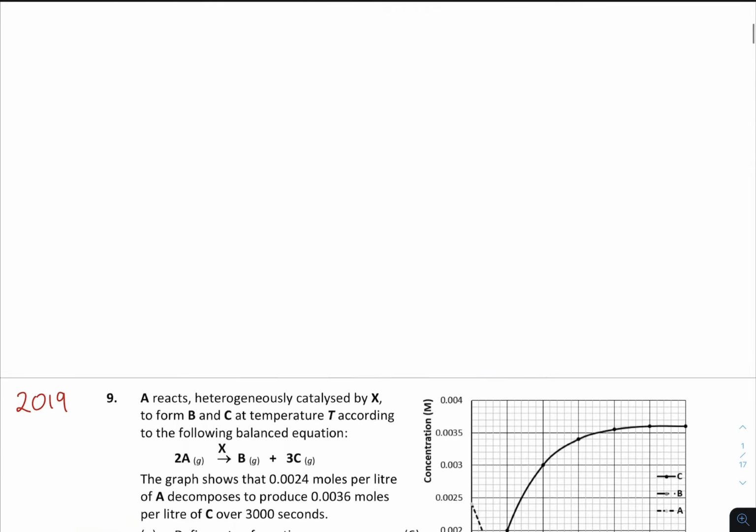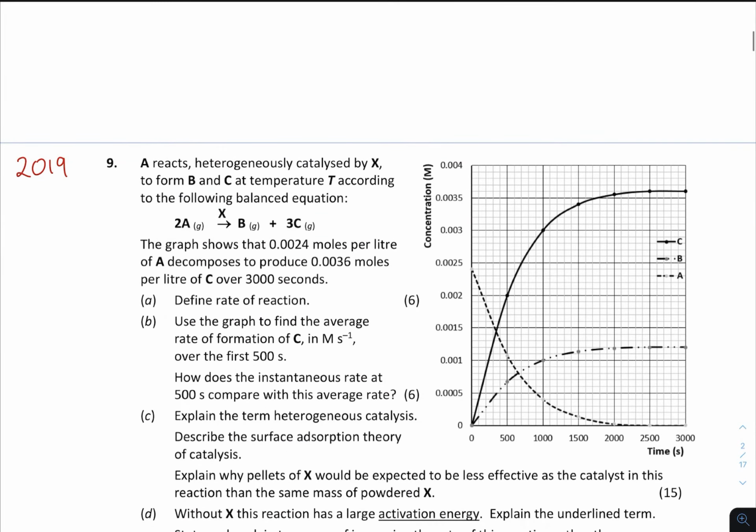So let's get started. 2020, what's the word I'm looking for there, Ryan?